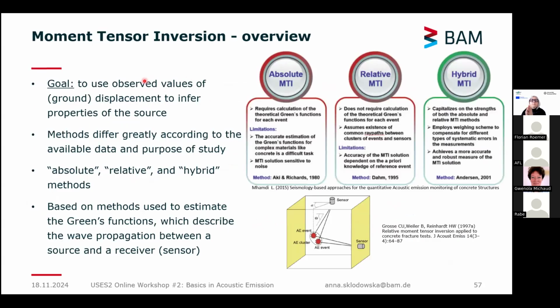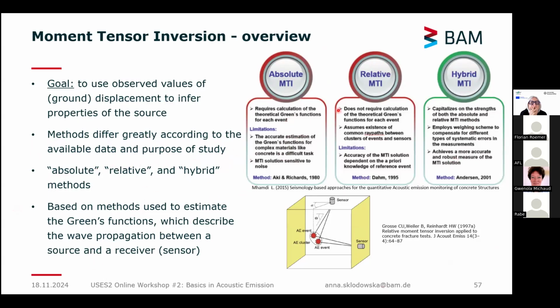Okay, so we have the first arrival, and just to give you a brief overview about the moment tensor inversion, the goal of this method is to use observed values of ground or surface displacement to infer properties of the source. There are 3 different types of moment tensor inversion methods: absolute, relative, and hybrid, which is a combination of the two. This is coming from seismology, obviously. They differ greatly according to the available data and purpose of the studies.